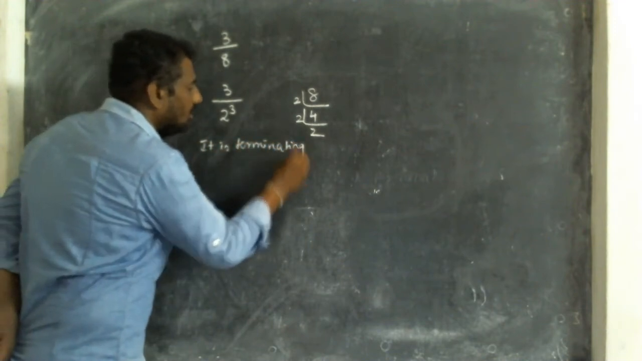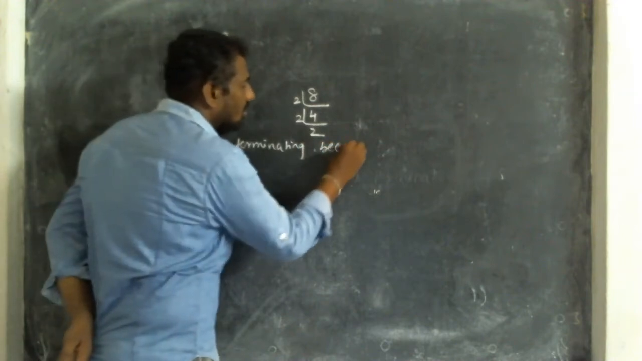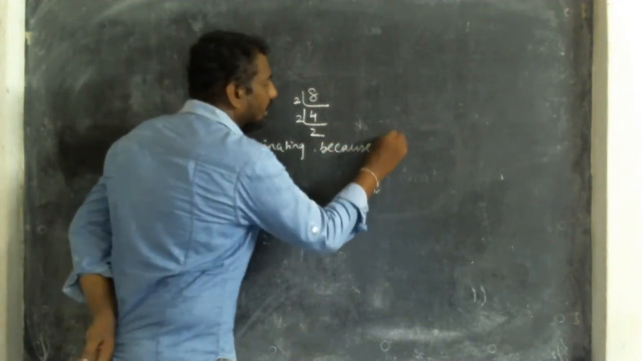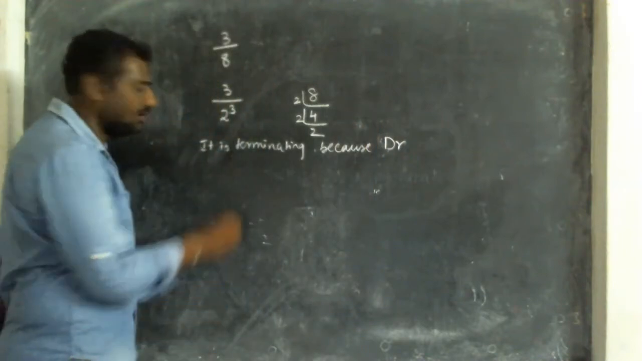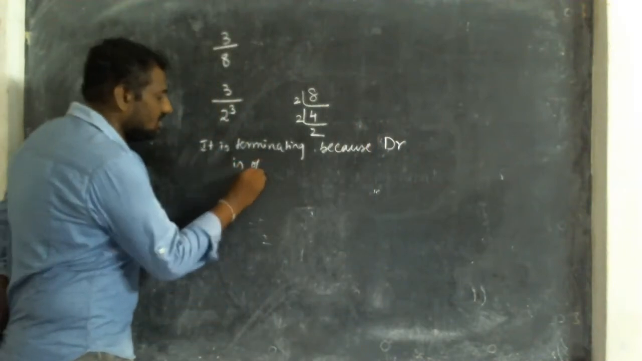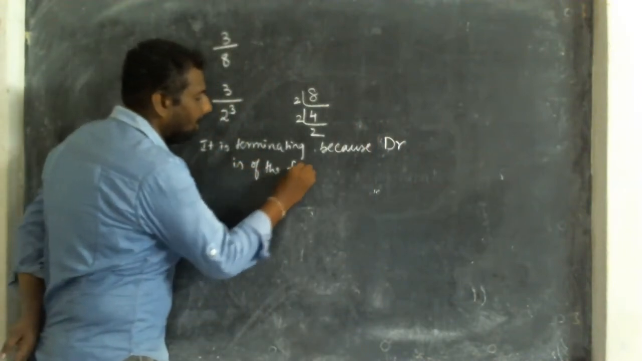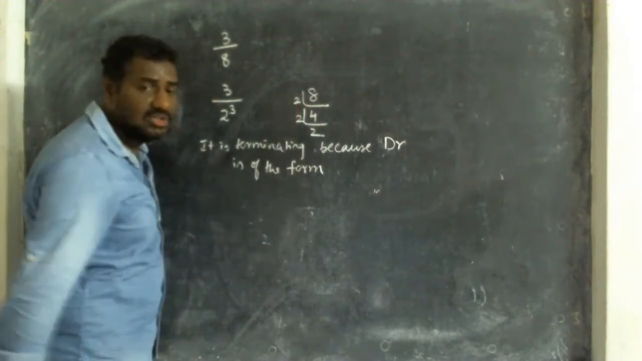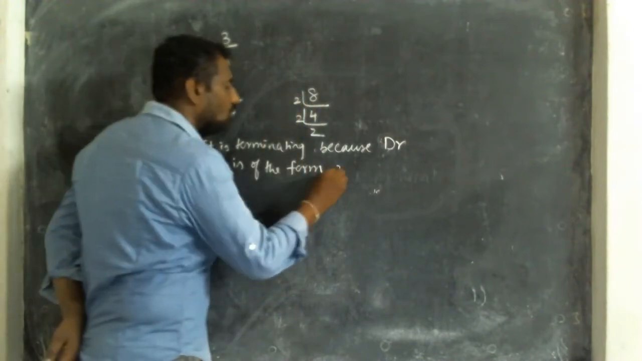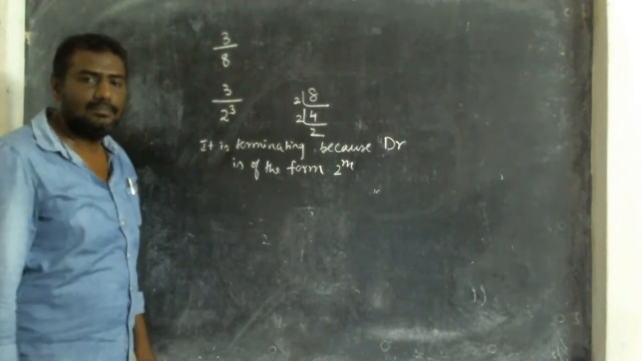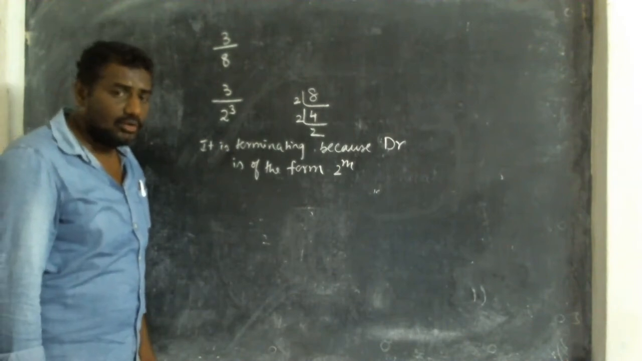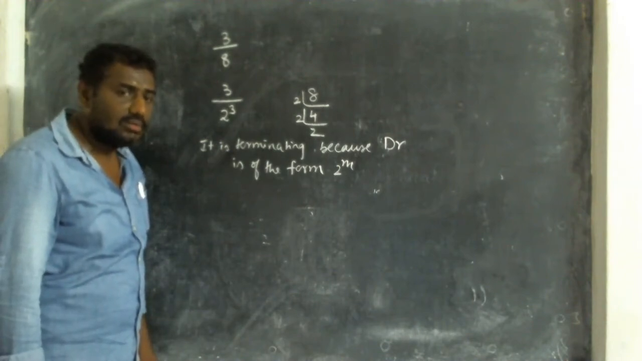It is terminating because the denominator, I write in shortcut Dr, Dr means denominator, is of the form, in which form, 2 power n. So we write 2 power n. Now what I am going to do is convert it into decimal.